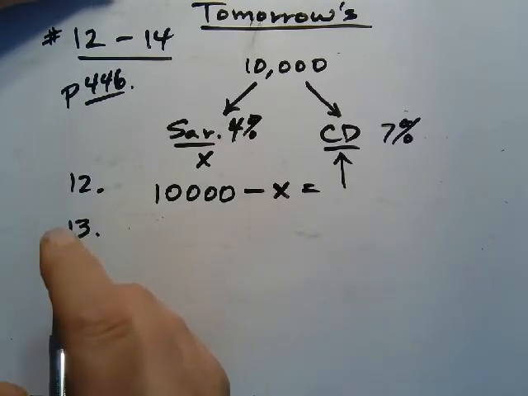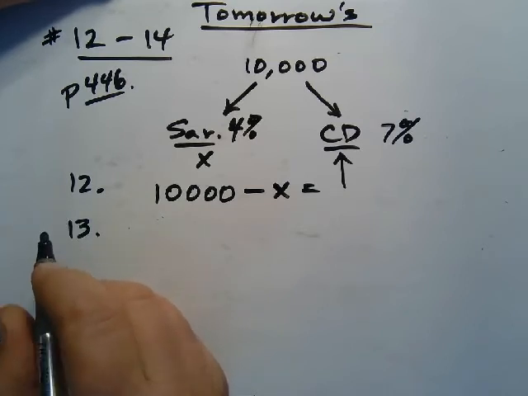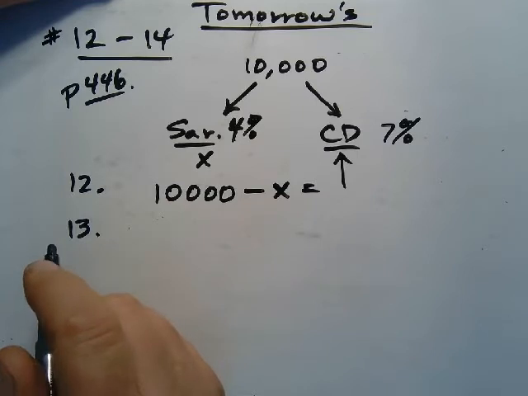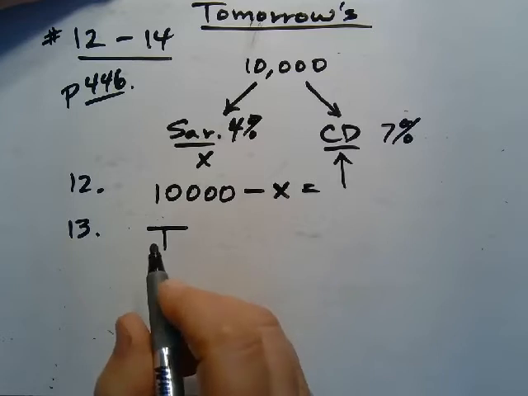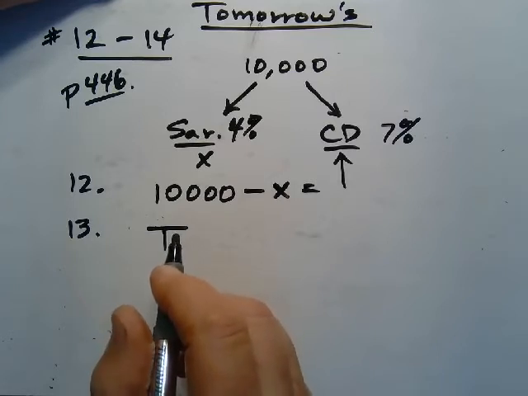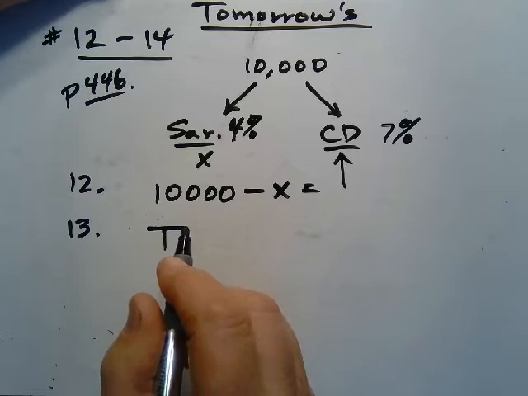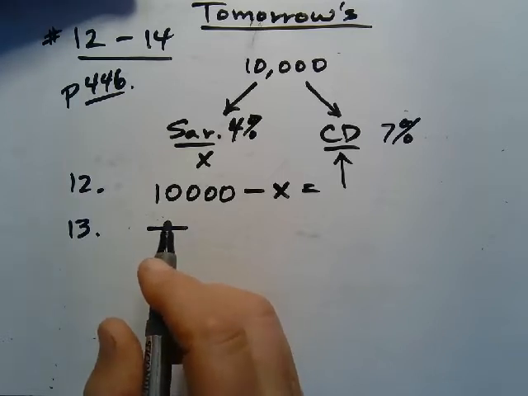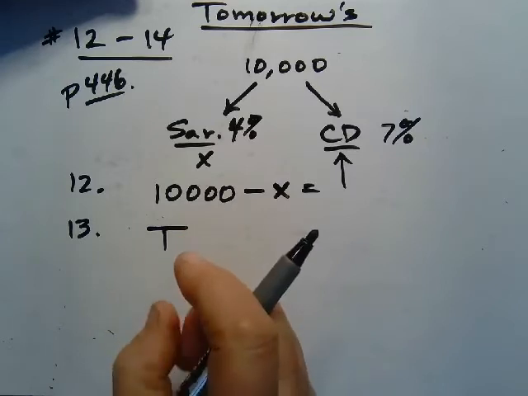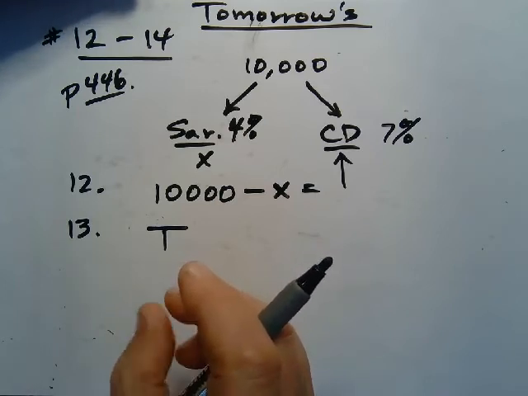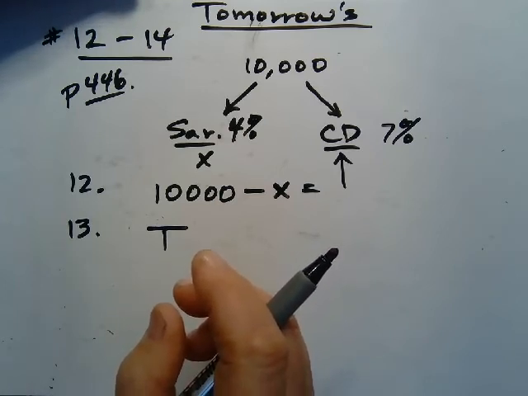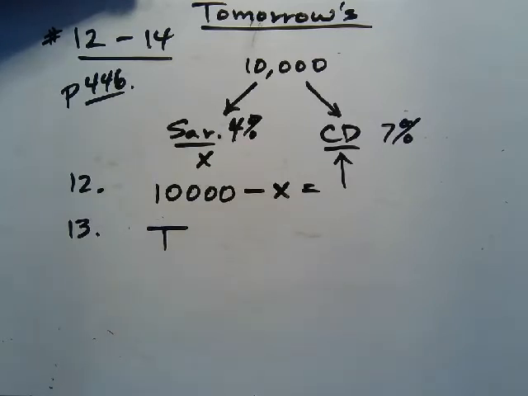Number 13. Write an equation now. We're going to use an equation for the total amount of money, T, that Kenzie will have saved for college after 1 year. The total amount of money that Kenzie will have saved for college. Okay? So Kenzie puts some of the money into a savings account per year, and the rest she buys a certificate of deposit. Write an equation for the total amount of money Kenzie will have saved for college after 1 year.